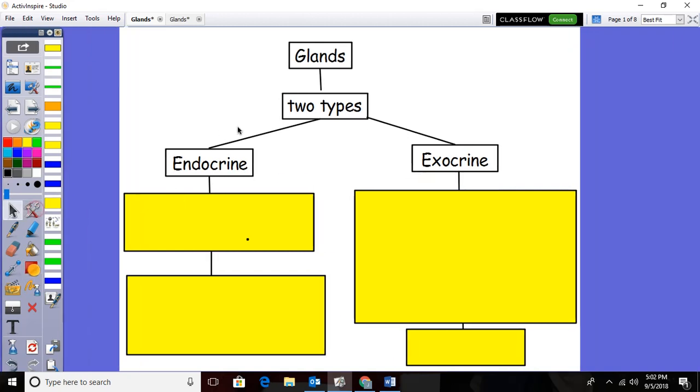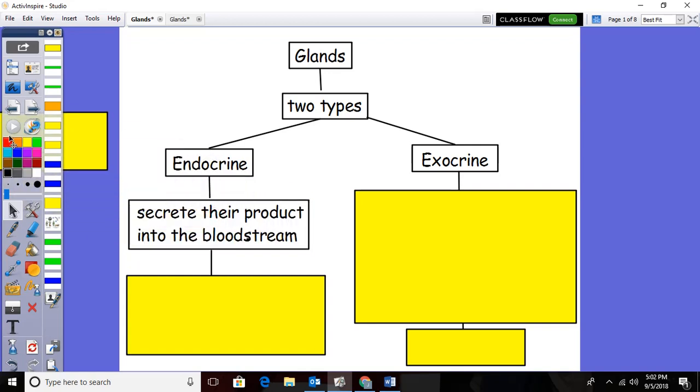We're mainly going to talk about exocrine glands today, but I want to start off telling you a little bit about endocrine glands because you've heard of the endocrine system, one of our major body systems. What makes an endocrine gland is that it secretes its product into your bloodstream. Many of our glands do this, like our adrenal glands and our pituitary gland.